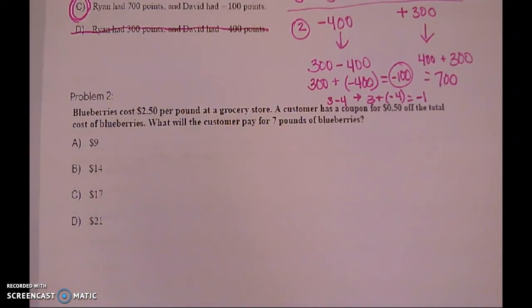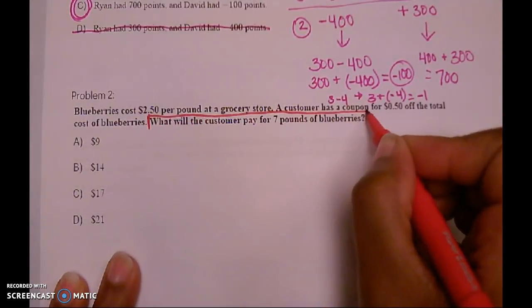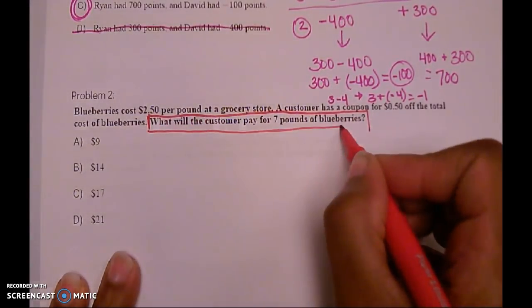Problem number 2 states that blueberries cost $2.50 per pound at a grocery store. A customer has a coupon for 50 cents off the total cost of the blueberries. What will the customer pay for 7 pounds of blueberries? So the first thing I'm going to do is box the main question. The main question here is, what will the customer pay for 7 pounds of blueberries? Okay?